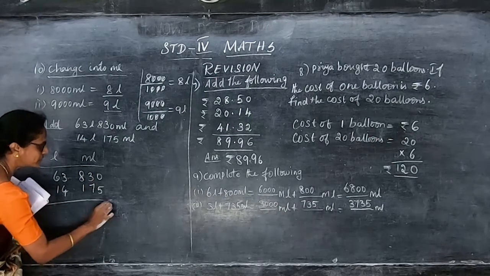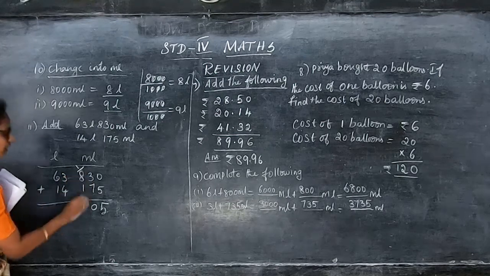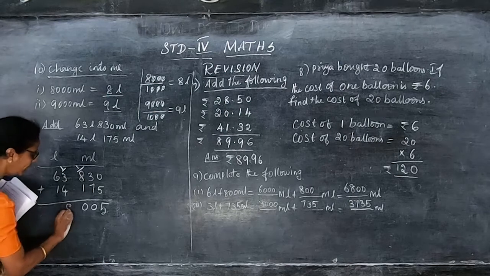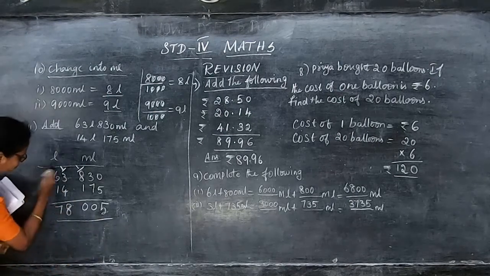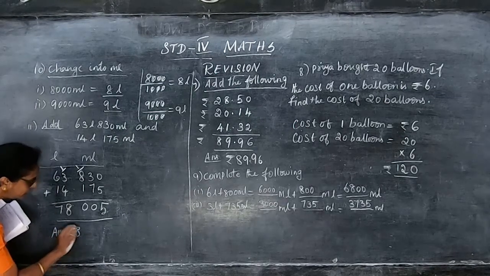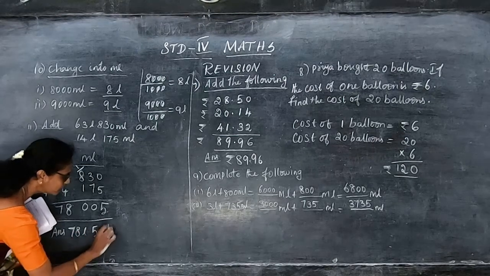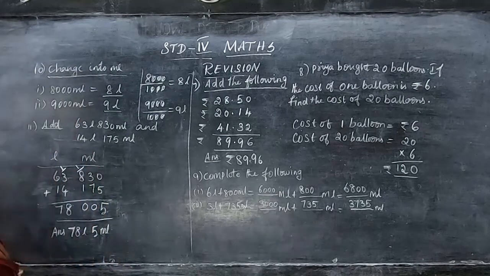0 plus 5 is 5, 3 plus 7 is 10, carry over 1, 8, 9, 10, carry over 1, 3, 4 plus 4, 8, and 6 plus 1, 7. So the answer is 78 liter 5 milliliter. You should not put 005. Okay. And now estimate to nearest 1 rupee.